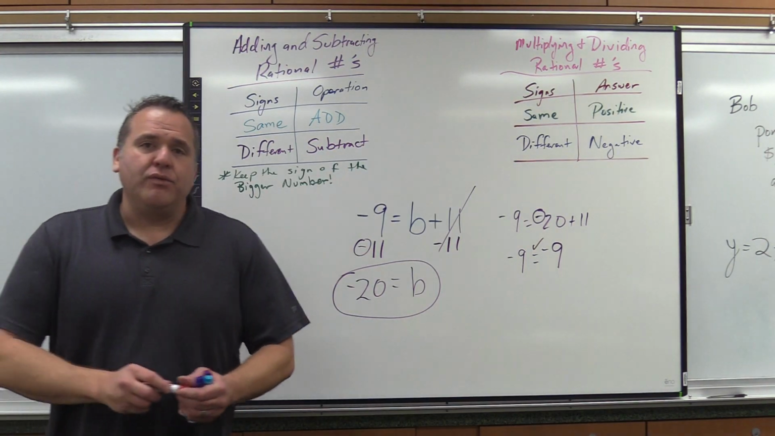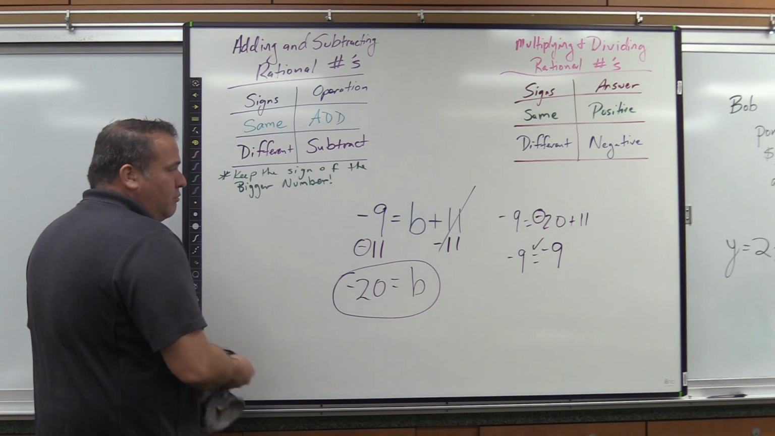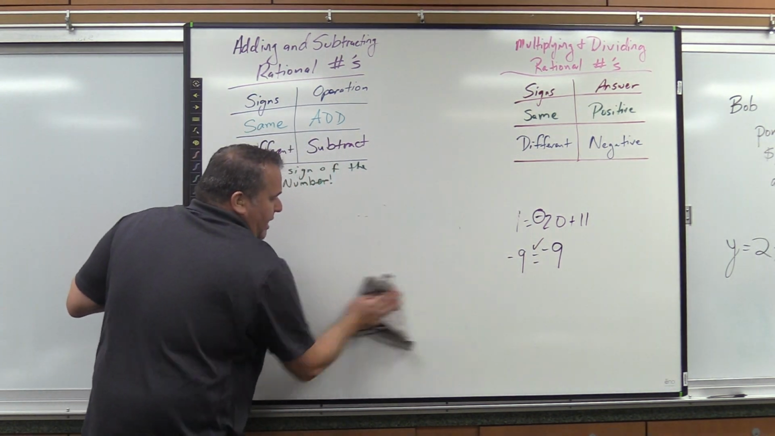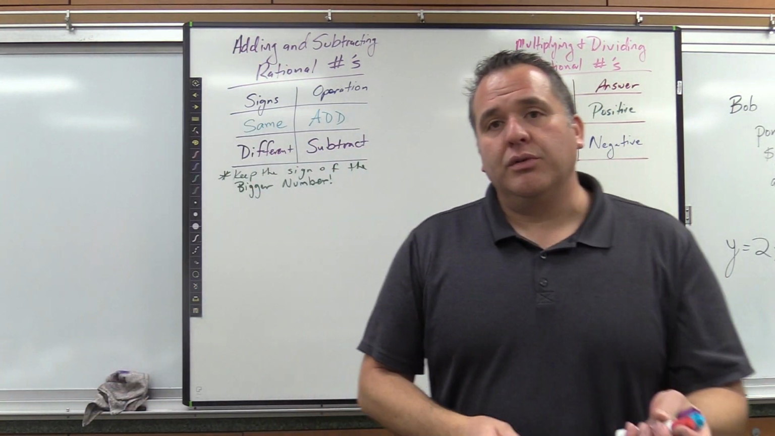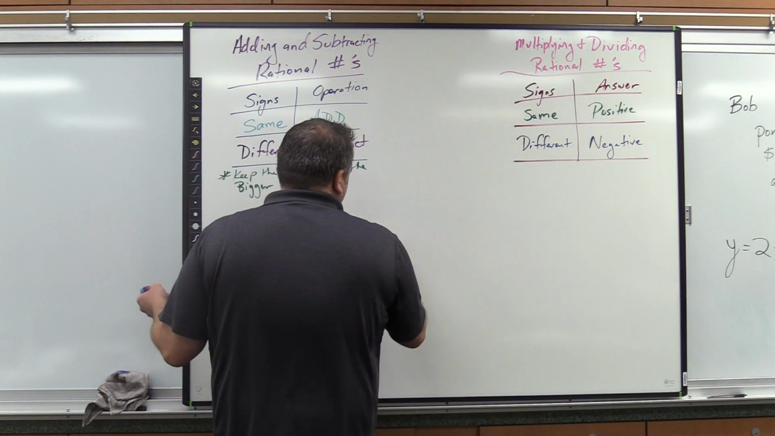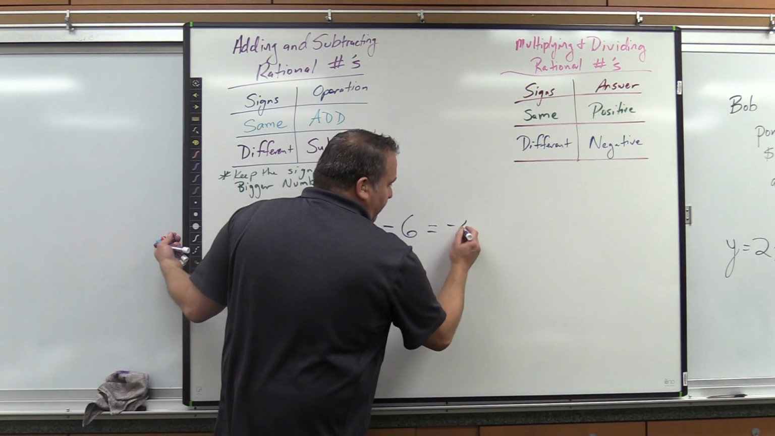Now let's take a look at a few more. Okay, we got a bunch to go over real quick just to make sure we all understand. So we're going to move through some of these. Now take a look at this next one. This next one's a little different, okay? We got x minus 6 equals -4.